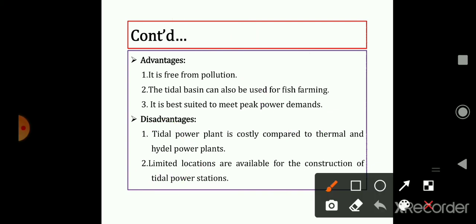What about disadvantages? See, a tidal power plant is costly compared to the remaining plants. Construction is way more costly. Why? Because seawater is fully salty water. For this purpose we have to use a different type of materials.